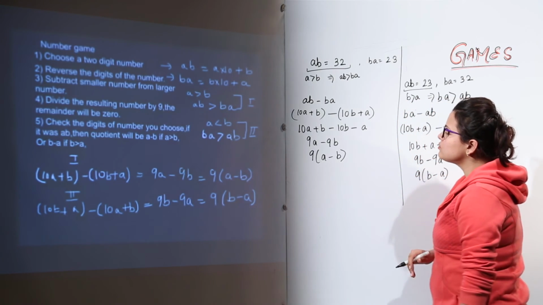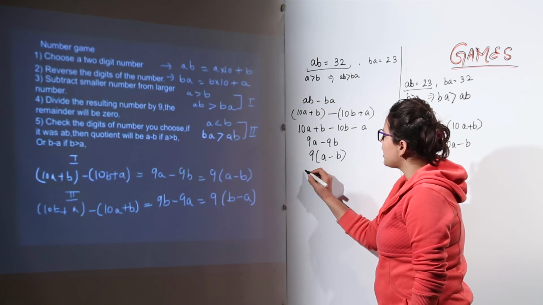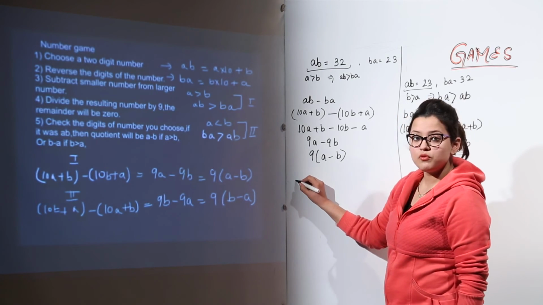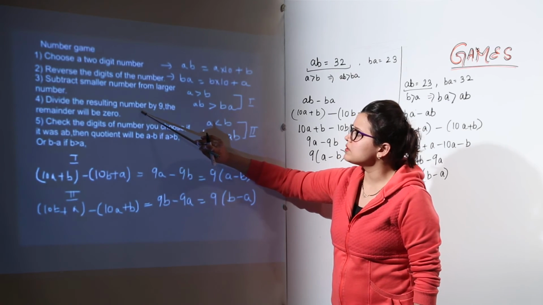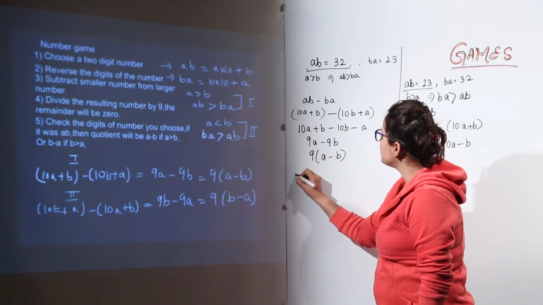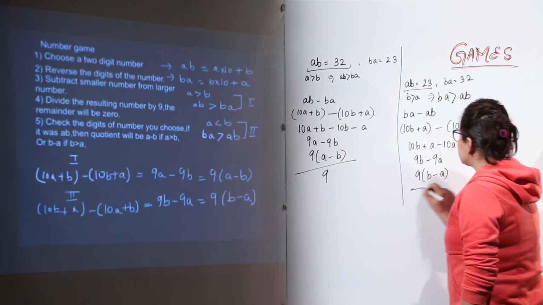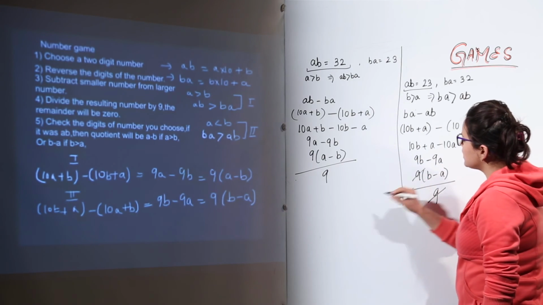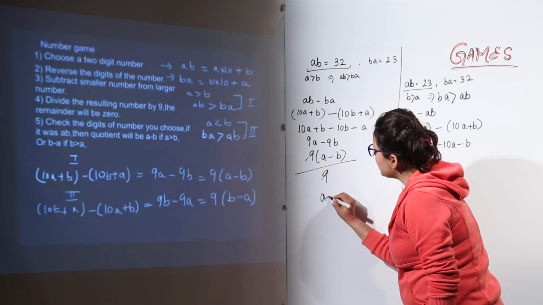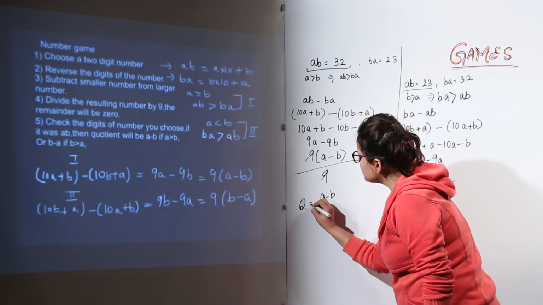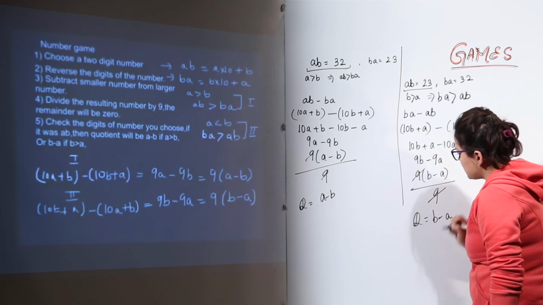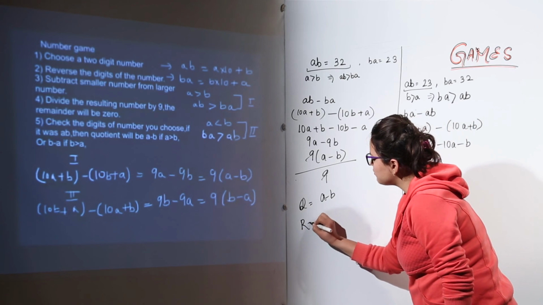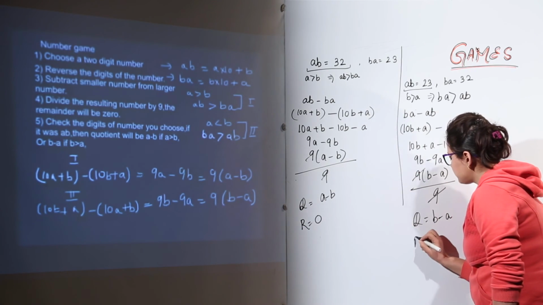Now what you are going to do? You are going to divide and check. I am going to start with the fourth step. The fourth step used to tell me that if you divide these numbers with 9. Now over here I am going to divide this with 9 as well as this one. What am I going to get? Here we get A minus B as the quotient, and what is my quotient over here? We get B minus A. What about the remainder? We are getting 0.